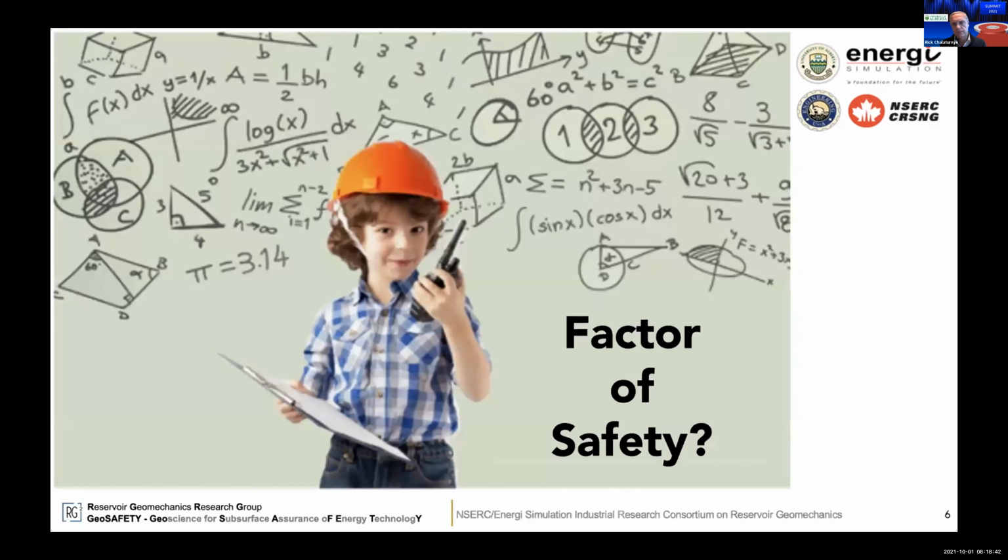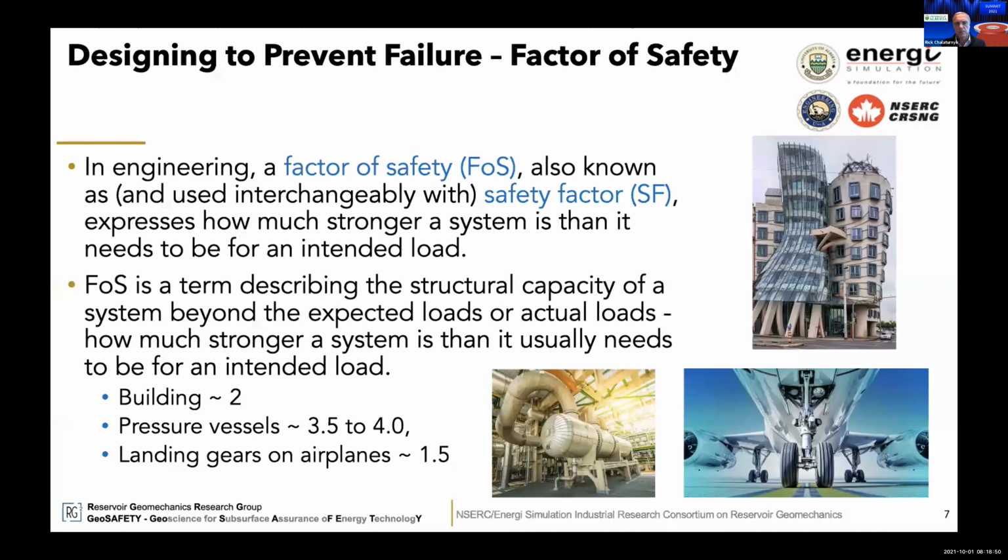So factor of safety. Lots of talk, lots of discussions, lots of work around really what a factor of safety really does mean. One of the things that you will see when you look at the definitions for a factor of safety, and you'll see this word many times, is it will talk about a system. So when you look at things like buildings, pressure vessels, planes, components of planes, you will see that this word is a system, and we tend not, many times, to use that as a word in caprock integrity, but we'll chat about that in a minute.